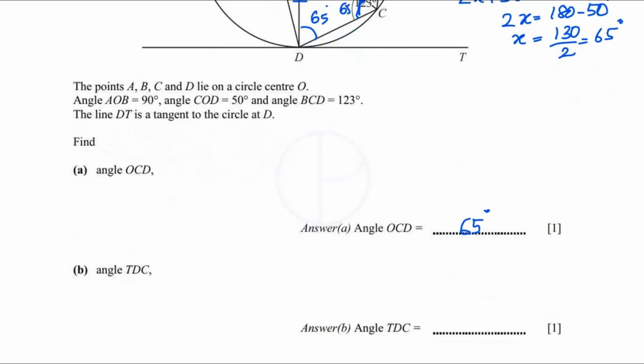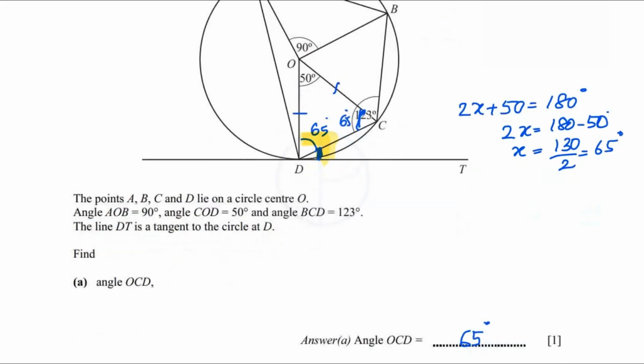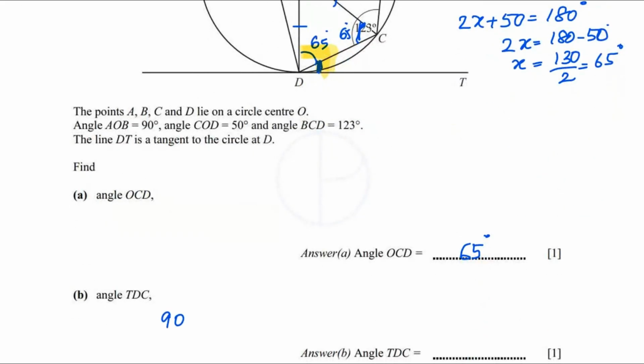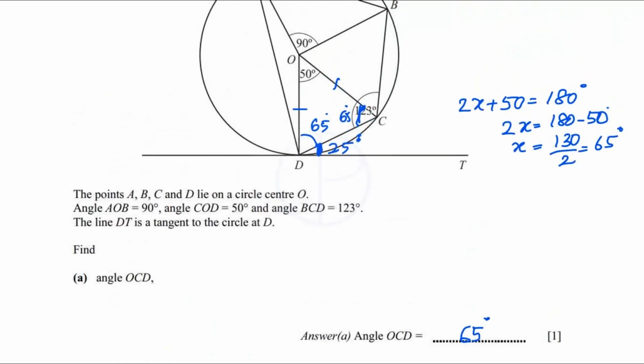Next, find angle TDC. We know the angle between the tangent and the radius is 90 degrees. So this is 90, and ODC is 65. Then angle TDC is nothing but 90 minus 65, which is 25. So this is 25.